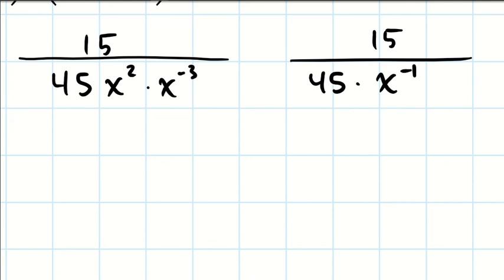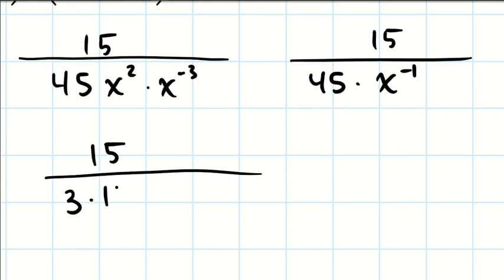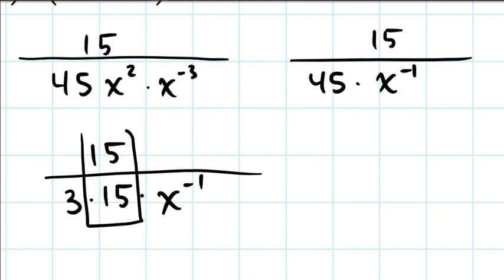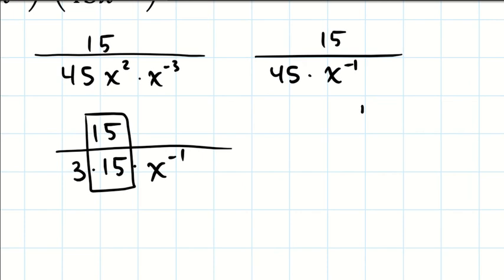For sure, there's something that we can do with the 15s as well. 45 is actually 3 times 15. So I can rewrite this as 15 in my numerator, and a 3 times a 15 in the denominator times x to the negative first power, and the 15s can go away. So what I am left with is a numerator with a 1 and a denominator with 3x to the negative first power.